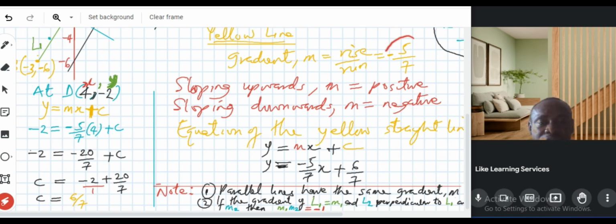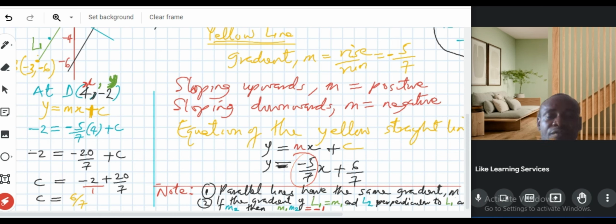For the yellow line, the gradient is minus 5 over 7, and the intercept is 6 over 7. So we just substitute that here. So it becomes y equal to minus 5 over 7 for gradient m, then x. So minus 5 over 7x plus the intercept, which is 6 over 7. So the only two things we substitute are gradient and intercept.